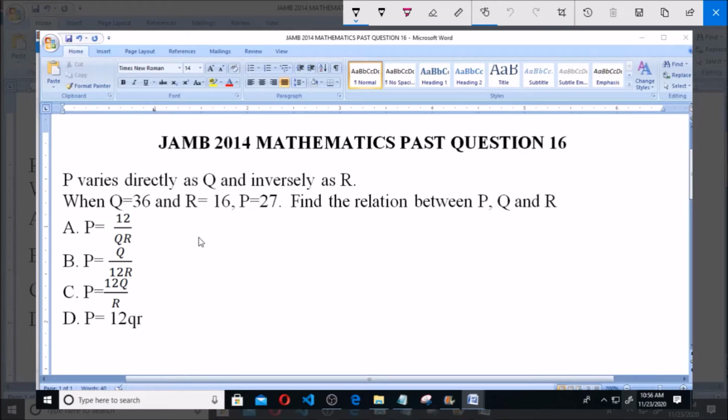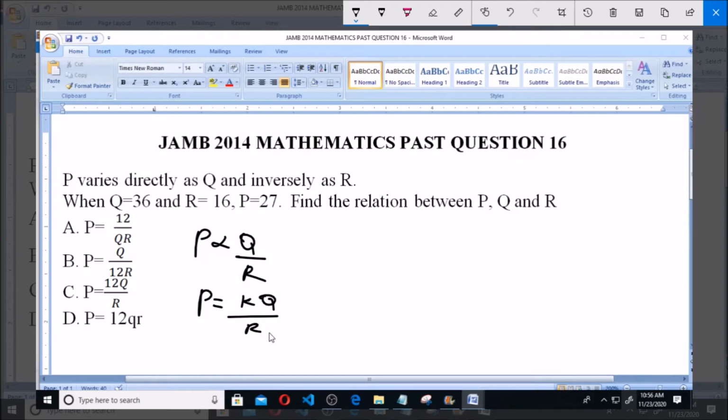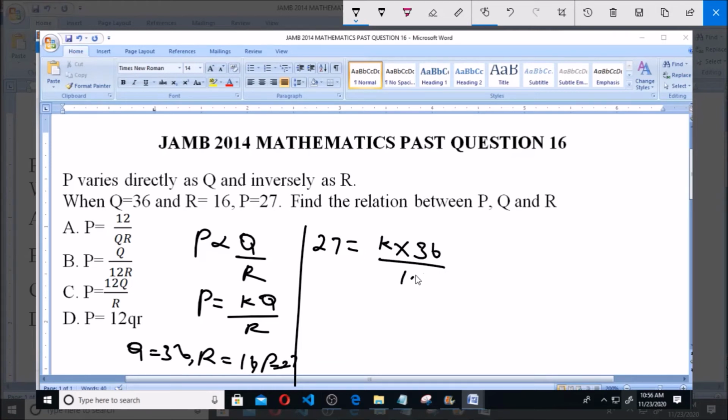So it says P varies directly as Q and inversely as R. That means P is equal to KQ over R. Now the question says when Q equals 36, R equals 16 and P equals 27. Now we're trying to find the value of K. So it simply means that 27 is equal to K multiplied by 36 all over 16.